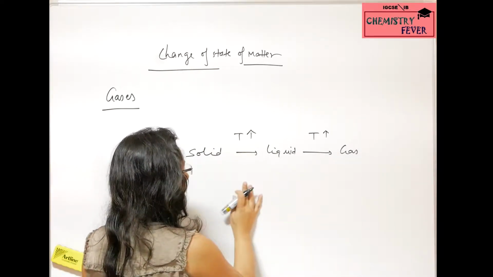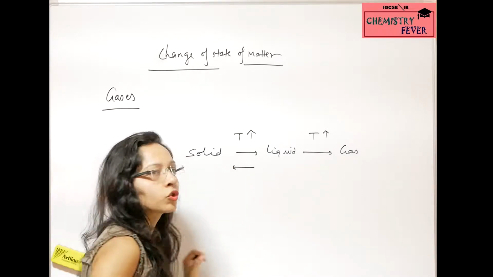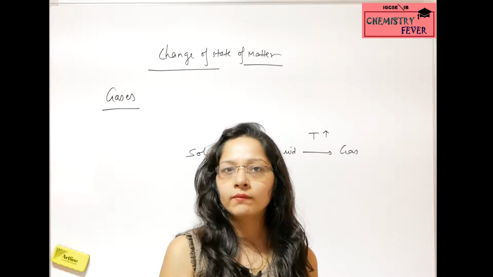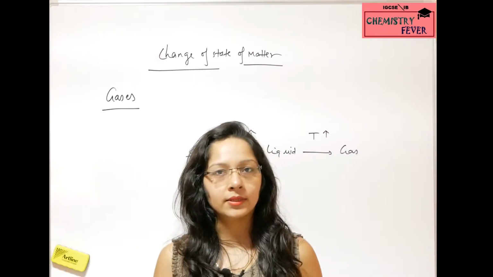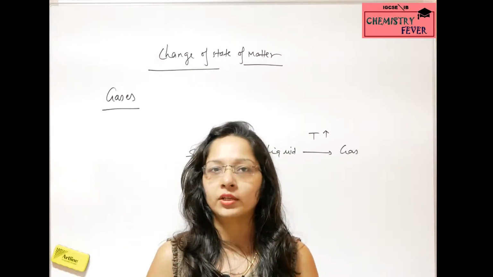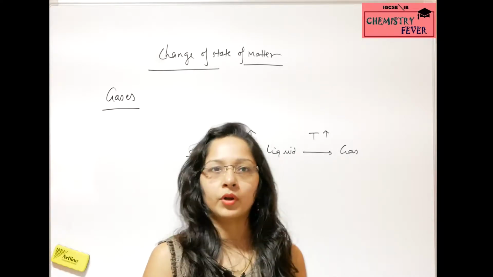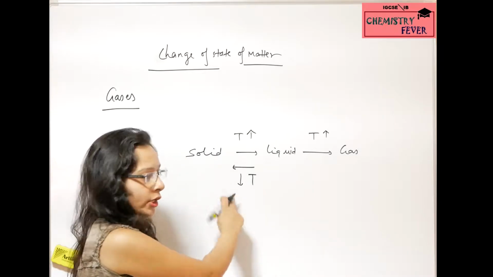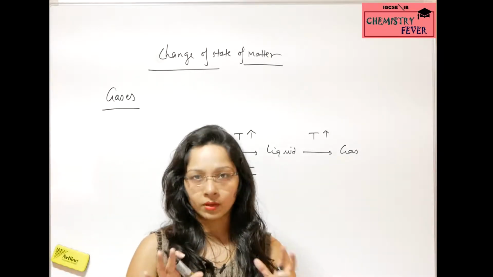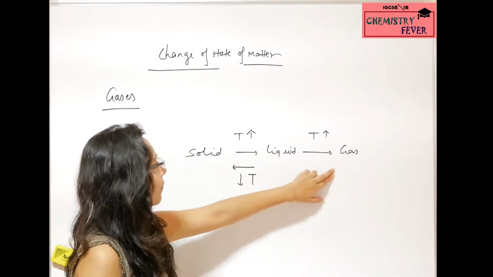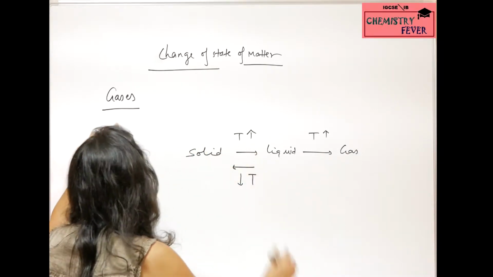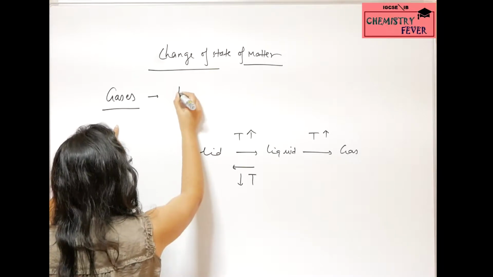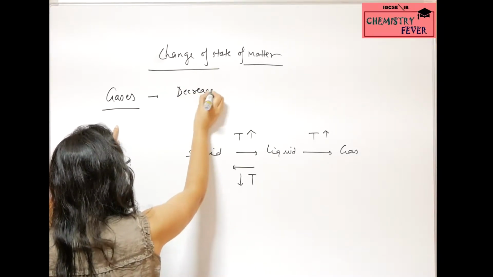If I want to come back, suppose I want to convert liquid to solid, what do we do? Let's take a very simple example, water that everybody knows. If I want to convert liquid water into ice, I have to keep it in the refrigerator. It means I am decreasing the temperature. So liquid to solid is decreasing temperature. This down arrow always shows decrease for me. Now if I want to convert gas into liquid, what I have to do is decrease the temperature.